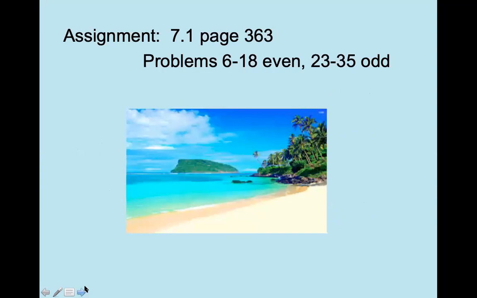All right, this is your assignment today. For those of you in class, we're going to walk through number 6 to 18 even together, and then I'll turn you loose for 23 to 35. The assignment is in Schoology. You'll find the link to the textbook pages there. As always, if you have any questions, just send me an email. So good luck.